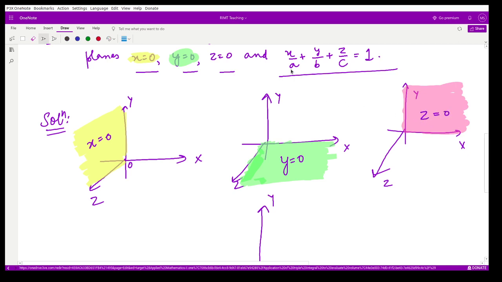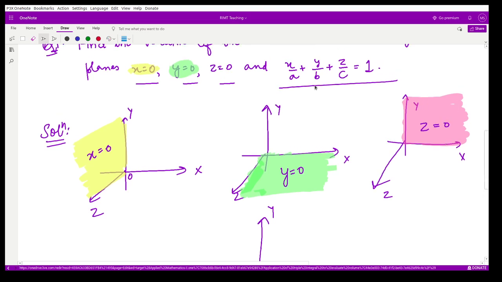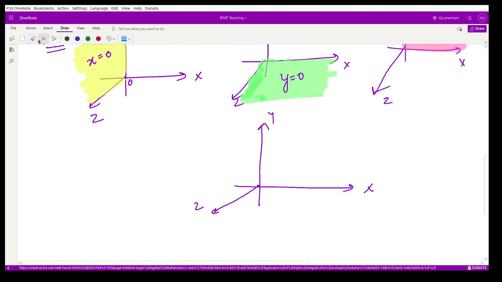And the fourth plane is x upon a plus y upon b plus z upon c is equal to 1. So what are the points that this plane passes through? Let me write it again here. The plane is x upon a plus y upon b plus z upon c is equal to 1. If you take x as 0, y as 0, what is the value of z? That is equal to c. If you take x as 0, z as 0, what is the value of y? That is b. And if you take y and z as 0, what is the value of x here? That is equal to a.